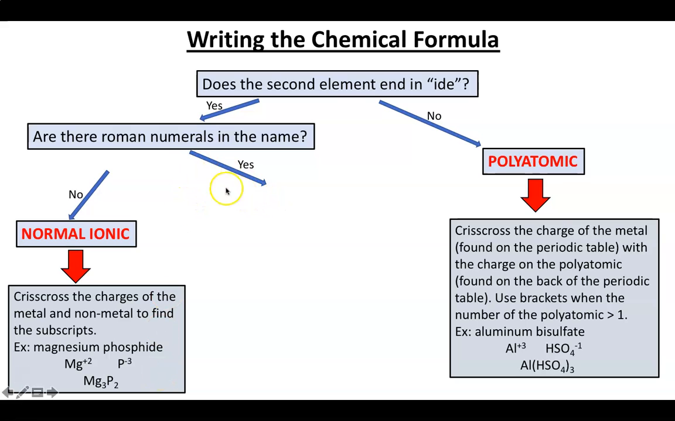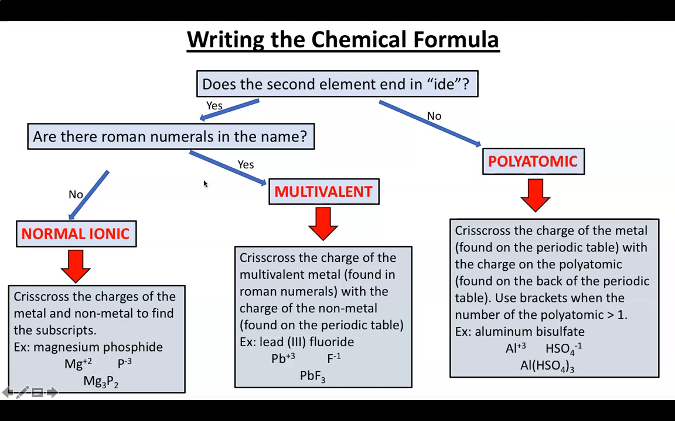If there are Roman numerals, that signifies that we have a multivalent compound. In that case, we crisscross the charge of the multivalent metal, which is nice and easy because the Roman numerals tell us what that charge is, and we cross that with the charge of the nonmetal that we find on the periodic table. So if we have lead(III) fluoride, that Roman numeral 3 is telling us that the charge on lead is positive 3. And then fluorine, we would look on our periodic table and figure out that it has a charge of negative 1. When we crisscross those, we end up with PbF3.